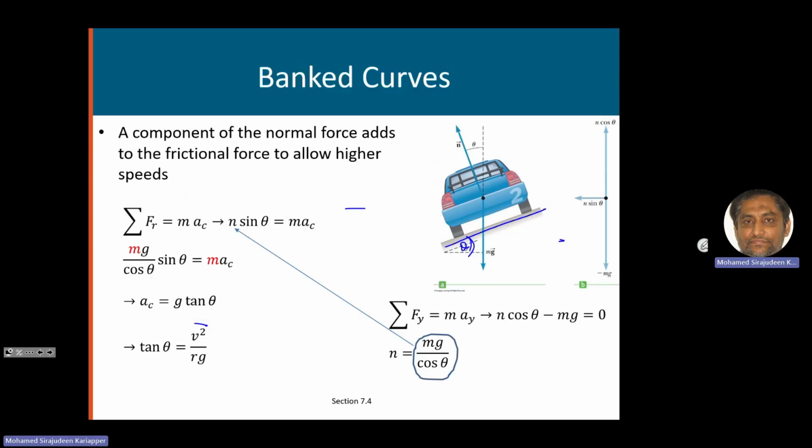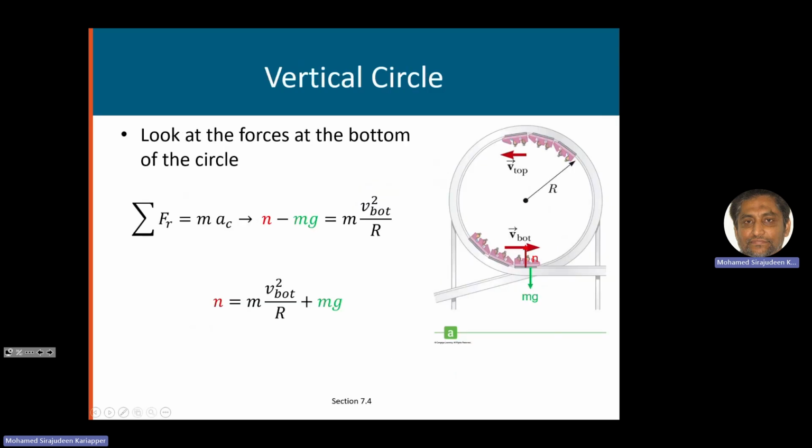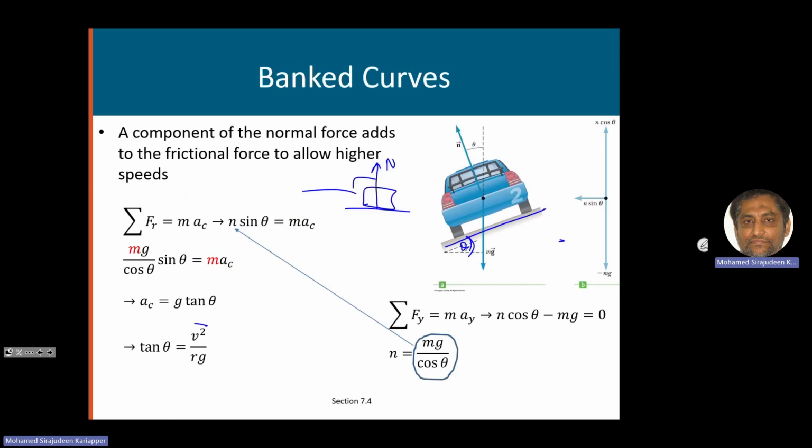If it is a level road, this N cannot help, because it is making a 90 degrees. This is making a 90 degrees. mg also cannot help. Let's say this road has no friction. Let's forget about the friction. Let's say the friction is very small because this is a very big speed. Friction cannot help. So let's assume there is no friction.